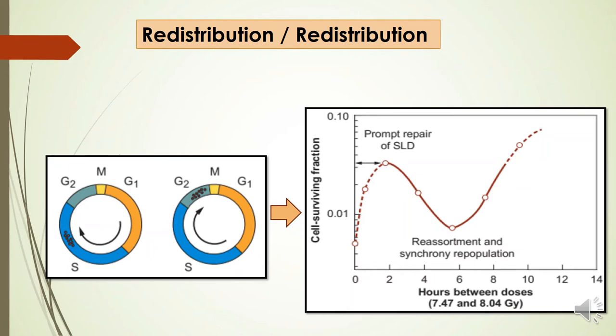Cells were exposed to two fractions of X-rays and incubated at 37 degrees for various time intervals between the two doses. The survivors of the first dose are in the resistant phase of the cell cycle, late S. If the interval between doses is about 6 hours, these resistant cells have moved to the G2/M phase, which is sensitive.